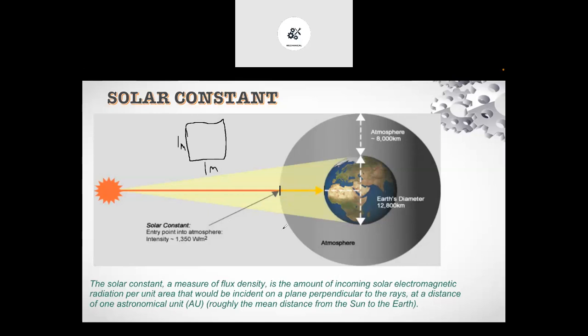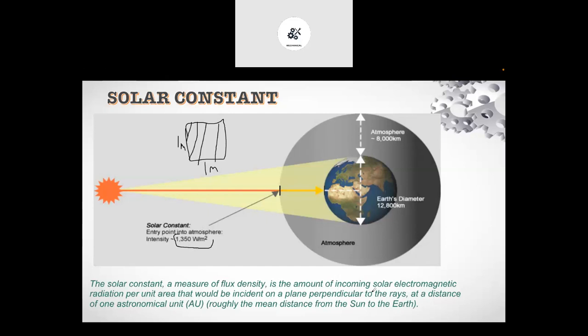Now, we can calculate that at the entry point to the atmosphere or on the Earth's surface. Generally, we consider that intensity to be around 1350 watts per meter square. Means if we take 1 meter square of area on Earth's surface, it will receive 1350 watts of energy per second. Okay, so this is known as the solar constant.